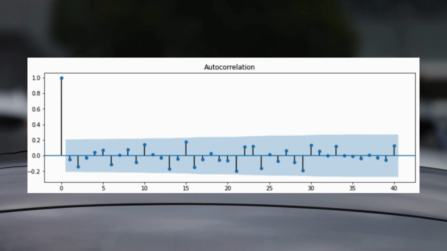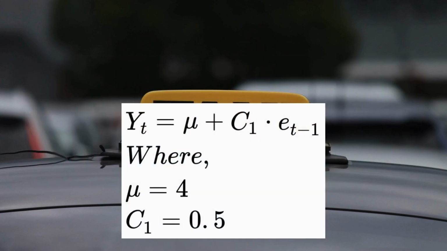We plot the autocorrelation plot of this data. As we can see in the plot, only the previous time step has a significant correlation coefficient. Hence, we can model the data with an MA1 model. We find the equation for the MA1 model. The equation is y_t equals mu plus c1 times e_(t-1). Here, y_t is the predicted number of cabs which will be required in the current time step. Mu is equal to 4 and c1 is equal to 0.5. Mu and c1 are constants. e_(t-1) is the error in the previous time step.